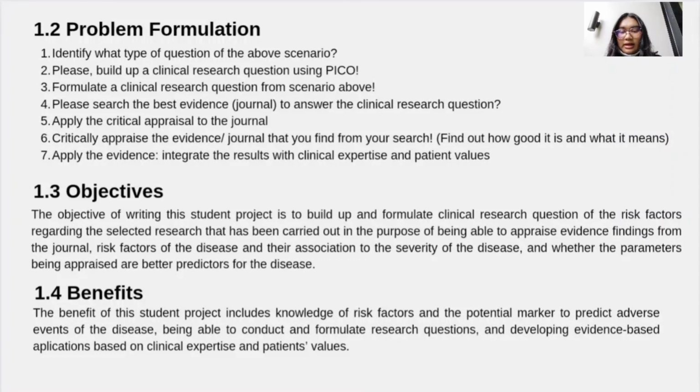The benefit of the student project includes knowledge of risk factors and the potential marker to predict adverse effect of the disease, being able to conduct and formulate research questions, and developing evidence-based application based on clinical expertise and patient values. That is all from me.